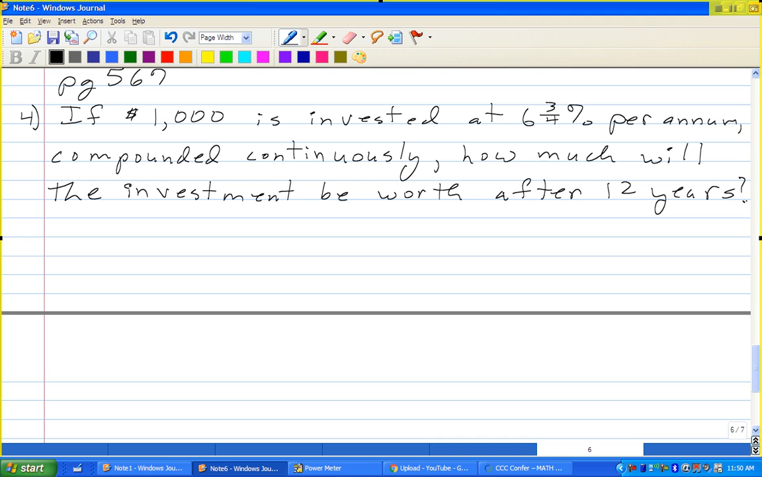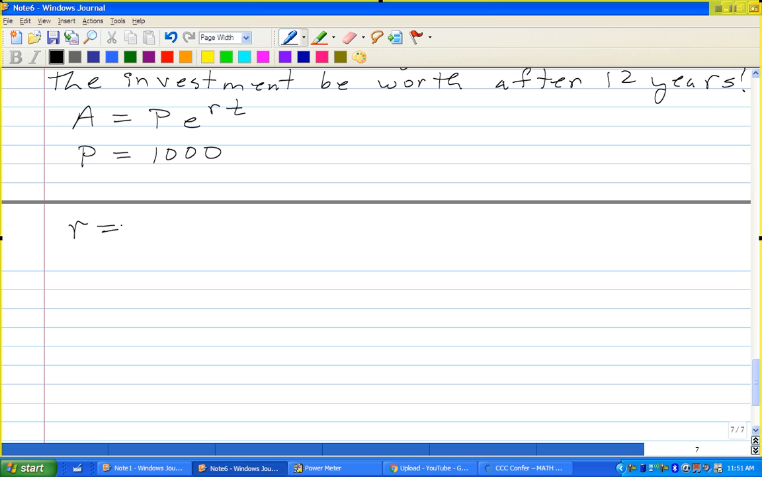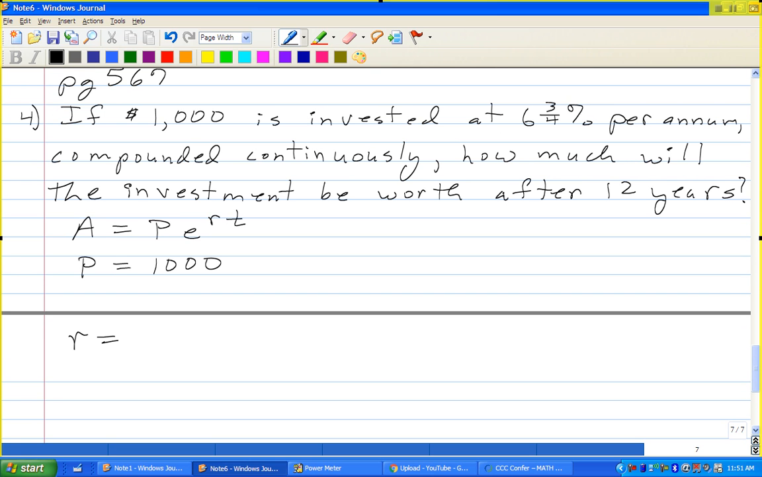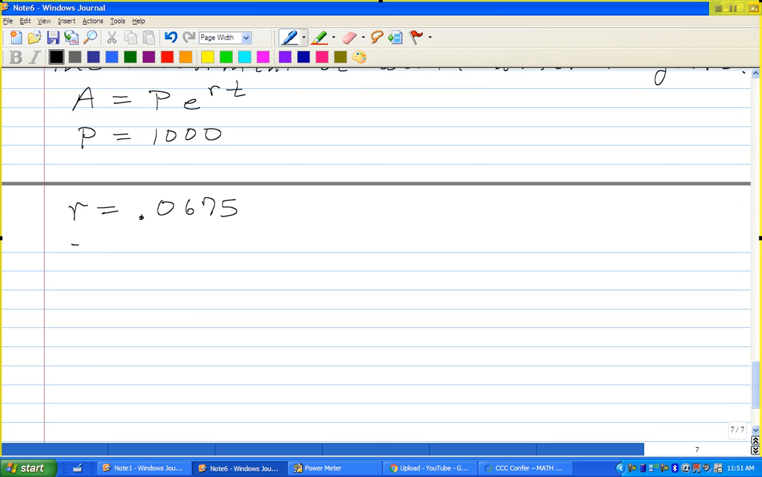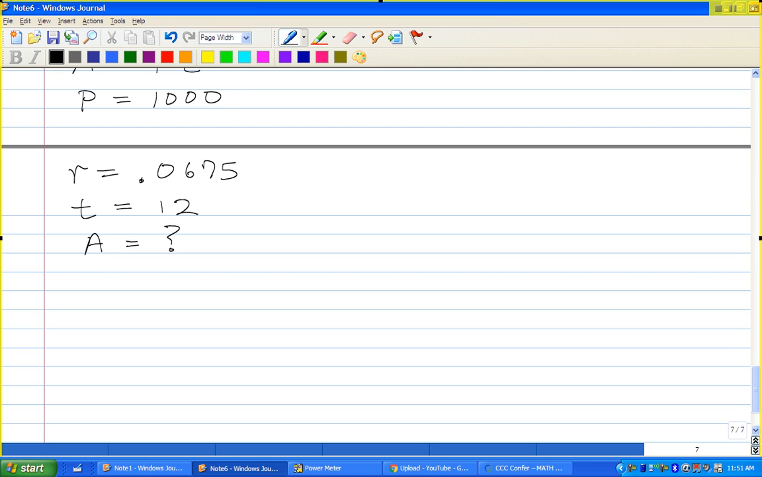Okay, so let's do that. Let's write down the continuously compounded interest formula: A equals P e to the rt. The amount that we initially invest is $1,000. The interest rate r is 6.75%, written as a decimal, 0.0675. And we want to do this for 12 years, so t is 12. I want to figure out what A is after 12 years. Let's plug that in.